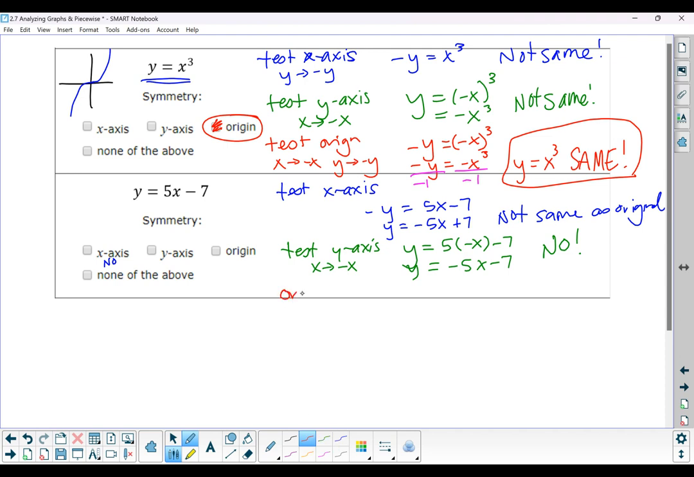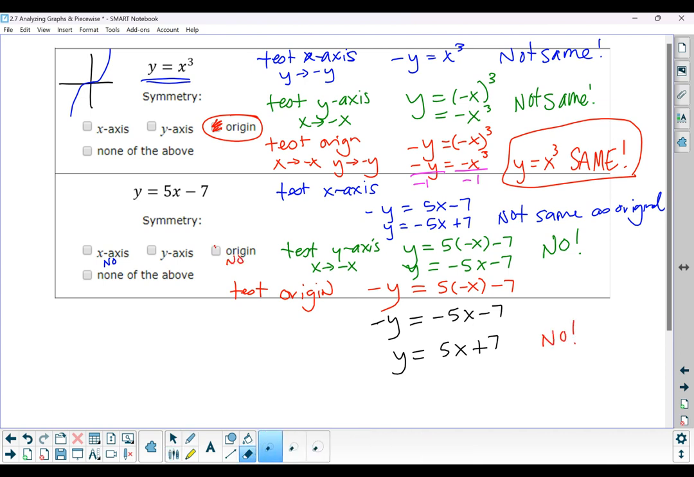And if we test origin symmetry, we're going to replace both the y with a negative y and the x with a negative x. And in case you were thinking this was going to work, look at this. So we have negative y on the left. On the right, we have negative 5x minus 7. If we divide that whole equation by a negative 1, we have 5x plus 7. It's so close to the original, but the 7 has the wrong sign. So this is also a no. No, I almost marked it yes. This is no, no, no. This particular equation has no symmetry to it.